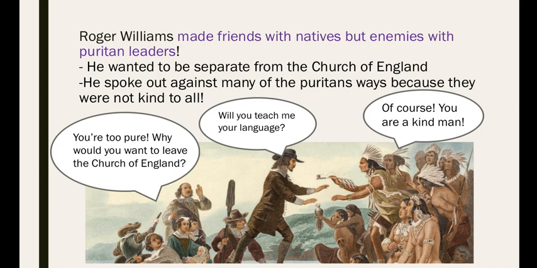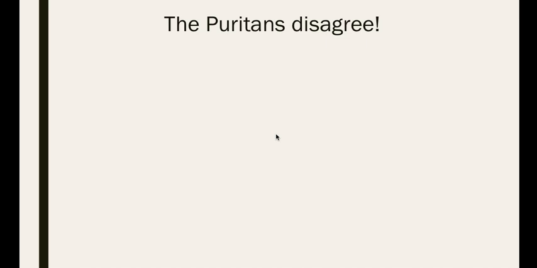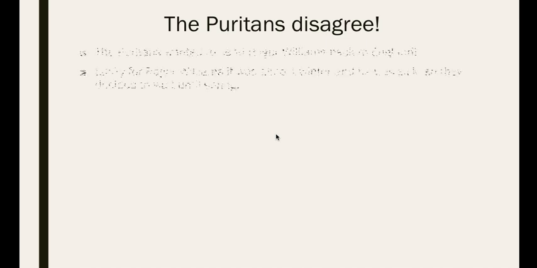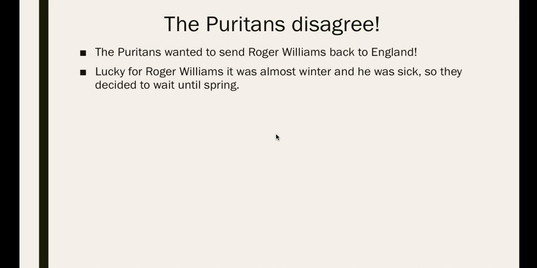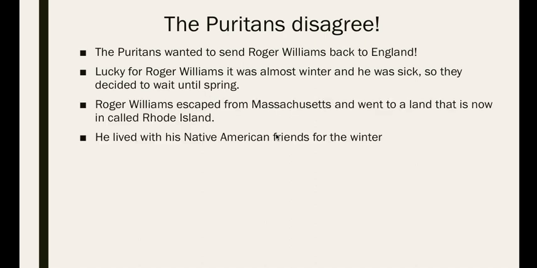So the Puritans were mad, the natives were happy and wanted to help out. So the Puritans disagree. And we're going to talk more about the Puritans next week a little bit. You'll get a little bit more info this week, but then a lot next week. We'll have some fun. The Puritans wanted to send Roger Williams back to England. Lucky for Roger Williams, it was almost winter and he was sick, so they waited until spring. They weren't that rude. They would wait for him to get better until the spring and then send him back to England because they didn't like him.